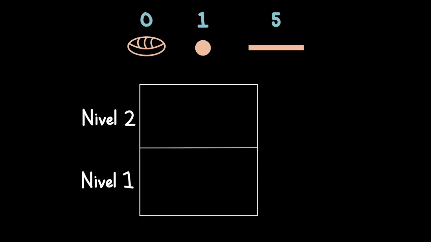Let's see an example if we want to represent 28. How do we do it? Remember that we only have these three symbols: the snail that is 0, the point that is 1, and the line that is 5. For 8 we write a line and 3 points above it. 1 plus 1 plus 1 equals 3. 5 plus 3 gives us 8.